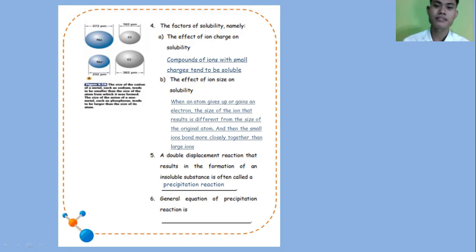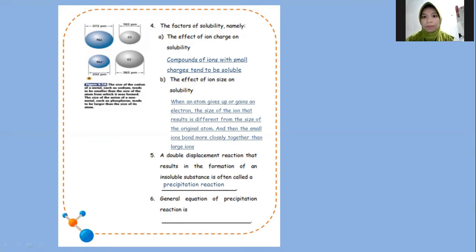Okay, number 6. Next. Okay, Mister. For number 6, the question is: the general equation of precipitation reaction is blank. May I write on the screen, Mister? Okay, please, Windu. Time is yours. Okay, wait, Mister. The pen. Can you see on the screen, Mister? Yes, we can see.